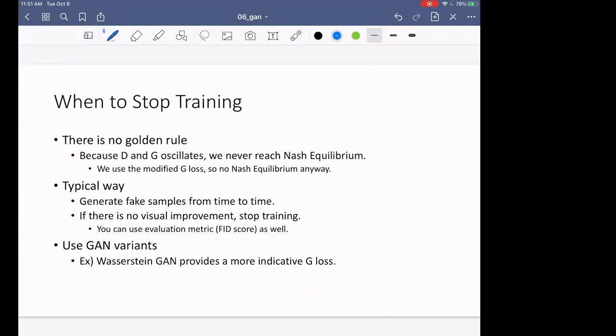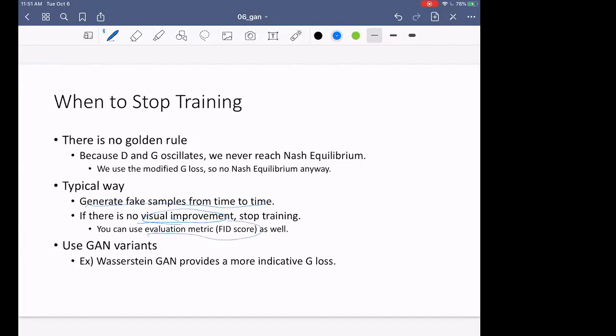And the typical ways to know when to stop training: typically, you generate fake samples from time to time, like every 10 iterations or maybe every 100 iterations. You generate some samples using the generator G, and then visually see how good the fake images are, and then you know that you've reached some good point, and then you stop the training. If there's no visual improvement, like if the generator is already generating good fake samples, then you're satisfied and you stop the training.